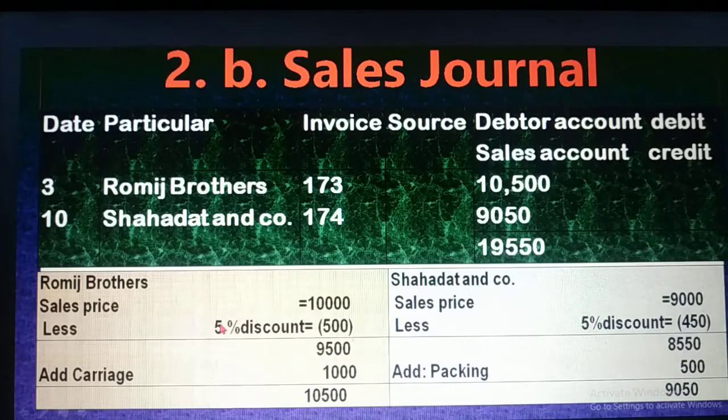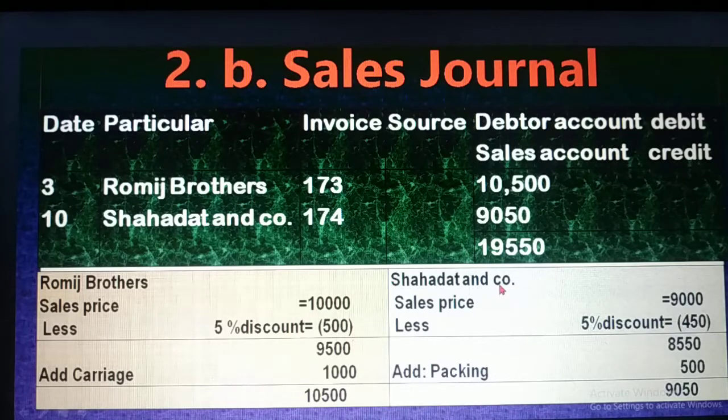Look at the calculation. Romis Brothers sales price we sold 10,000 and the discount is 5%. In the previous requirement we already calculated the discount is taka 500. How? 10,000 into 5 divided by 100, then it is 500. So the amount of sales is 9,500, and for this we need to pay carrying charge 1,000. So total amount of sales is 10,500. Look at 10,500, the Romis Brothers amount.